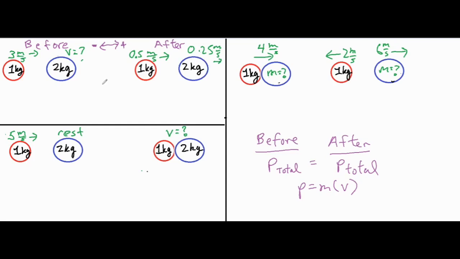Now, all I'm going to do is put an equal sign right in the middle because I know the total momentum before the collision equals the momentum after. And then I'm going to drop my MVs straight down. So here's my MV for the red ball. Here's my MV for the blue one. And then same thing on the other side.